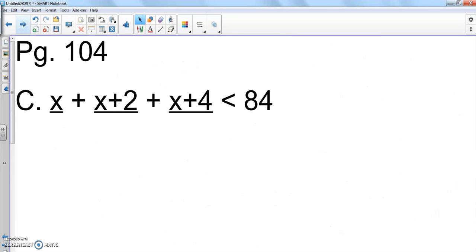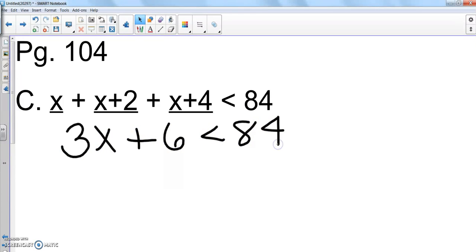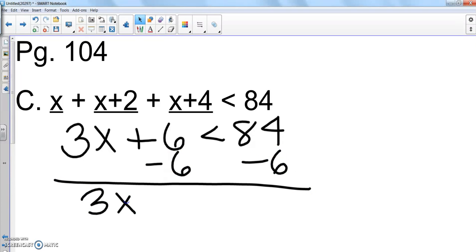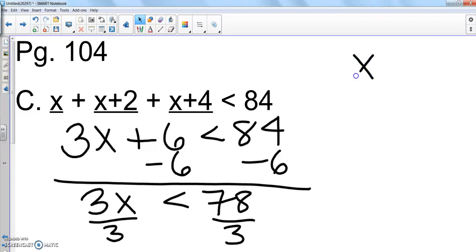All right, so here we are. x plus x plus 2 plus x plus 4 is less than 84. All right, x plus x plus x is 3x. Plus 2 plus 4 is 6. Looks familiar. Keep solving. What is that? 78. Negative x is less than 26.